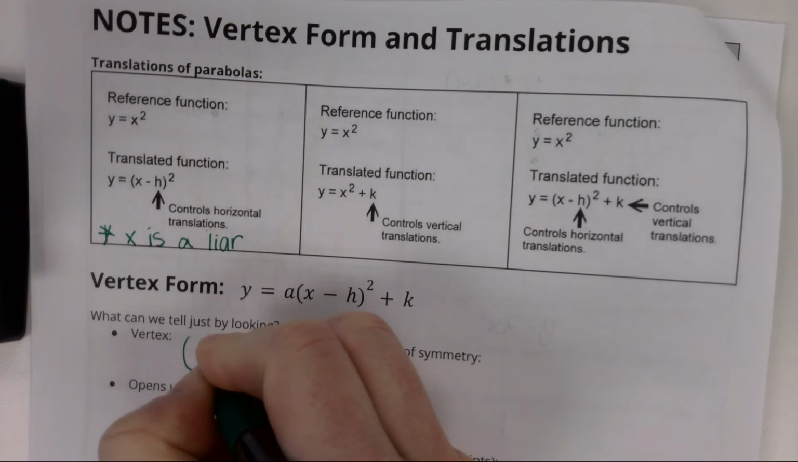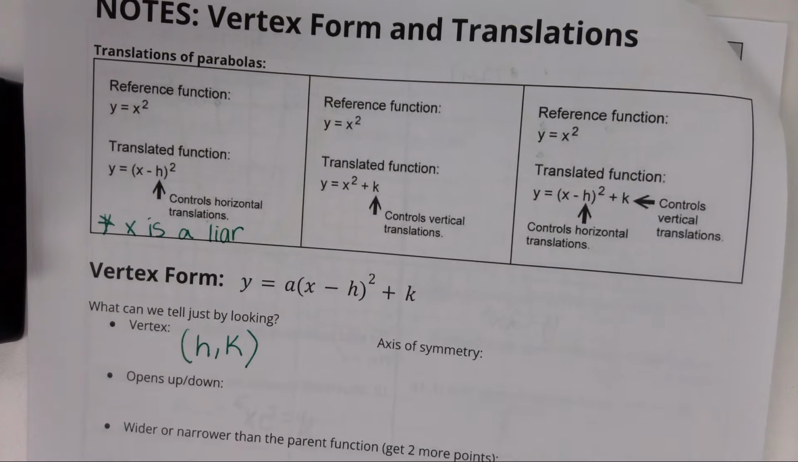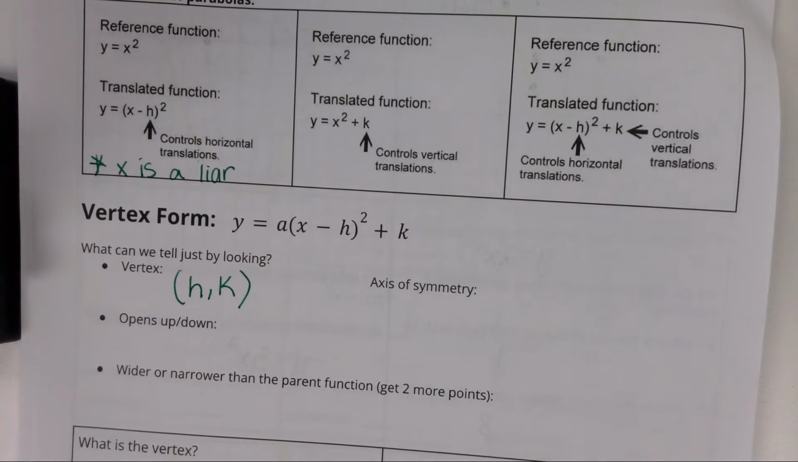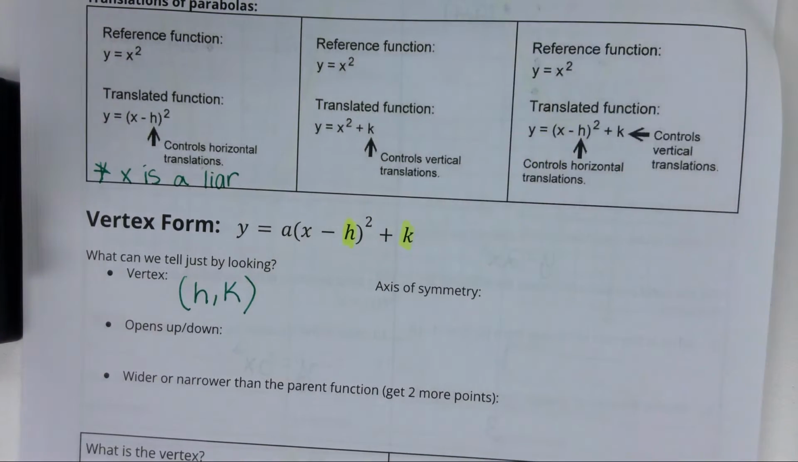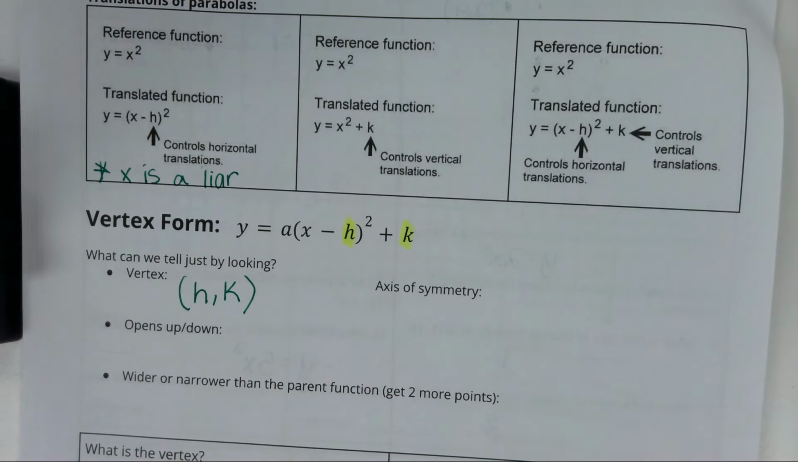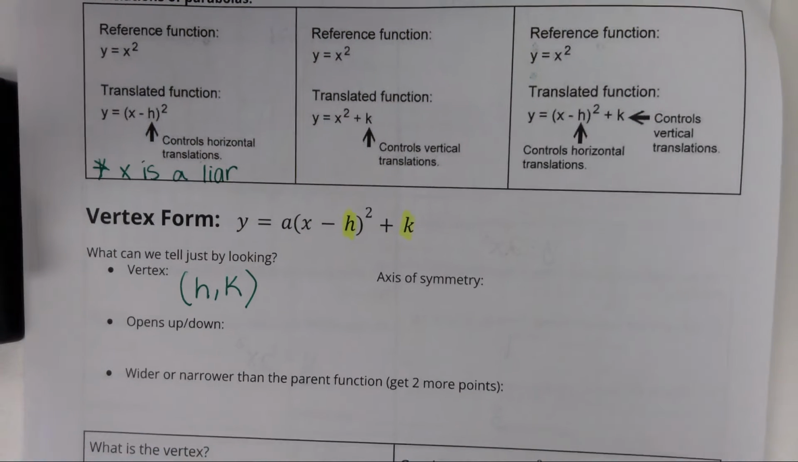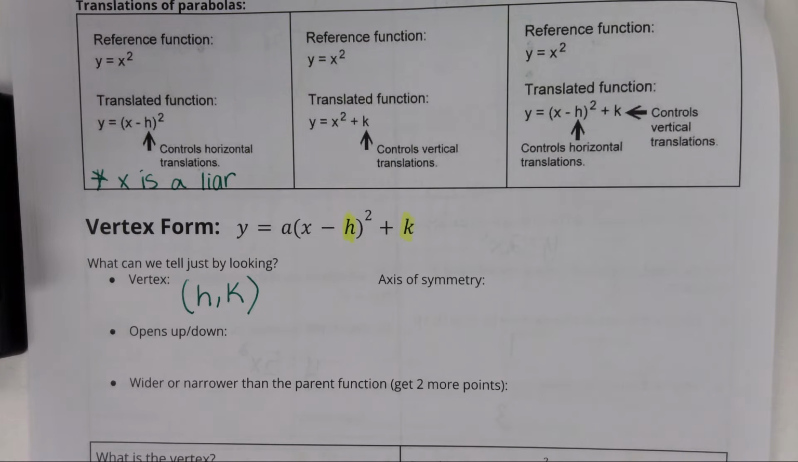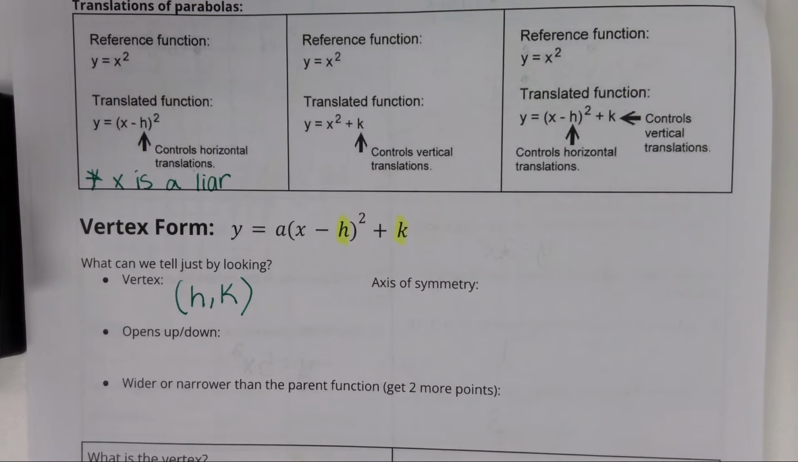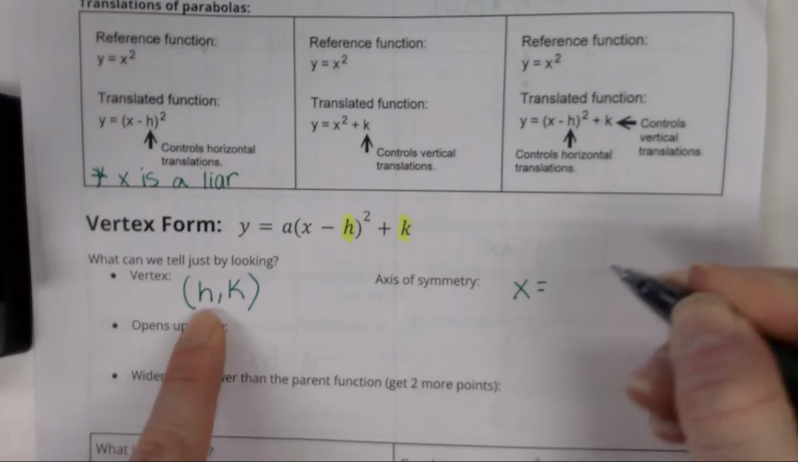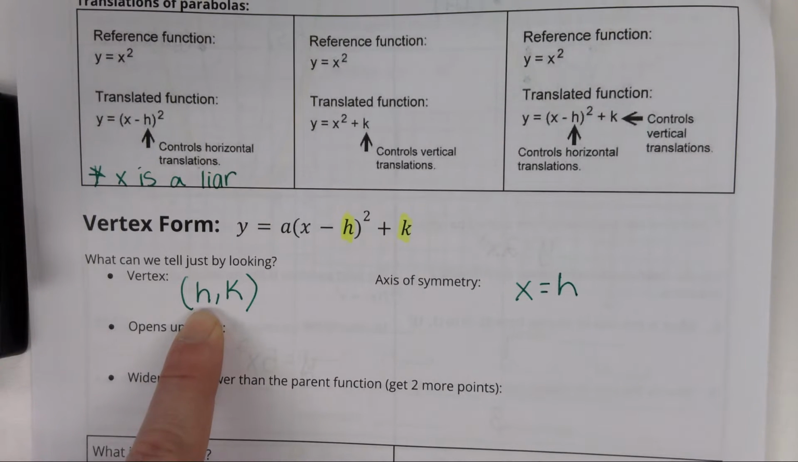So let's write that down. When something is written this way, we find the vertex by looking here and here. Do you remember the axis of symmetry and what it is? It's the line in the middle that goes through the vertex. So now the vertex is at h, k. My vertical line is going to be x equals whatever this number is, so we'll call it h. That's going to be my new axis of symmetry.